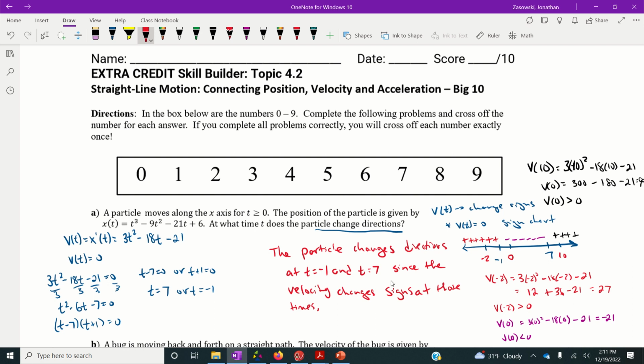And the reason we're also allowed to make the statement is because we show the work for what those other values are. All right, so we can cross off 1 and 7, I believe.